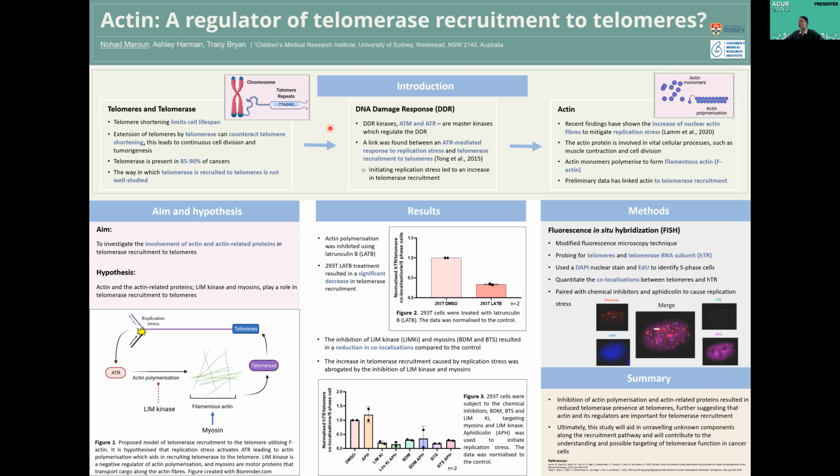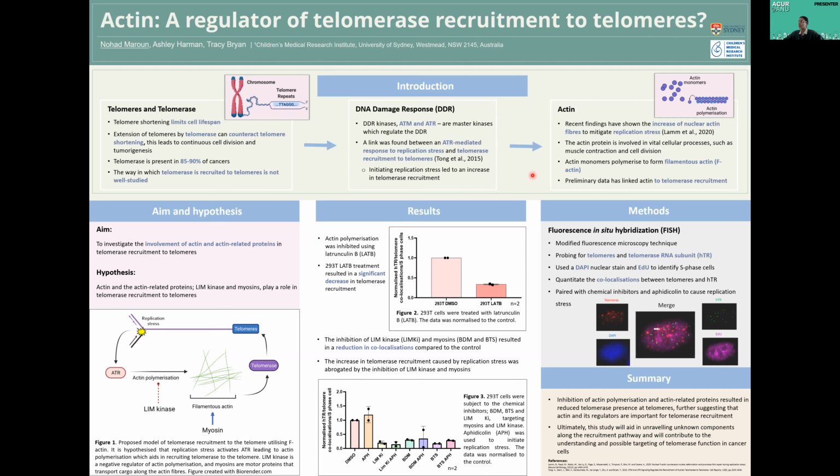So the DNA damage response has two kinases, and a kinase is a molecule that phosphorylates other things. These two DNA damage response kinases, known as ATM and ATR, are the master regulators of the DNA damage response. Now, ATR is known to mitigate replication stress, which is any process that hinders or pauses DNA replication. And our lab has actually found a link between the ATR-mediated response to replication stress and telomerase recruitment to telomeres. So the major finding was that initiating replication stress increased telomerase recruitment to telomeres.